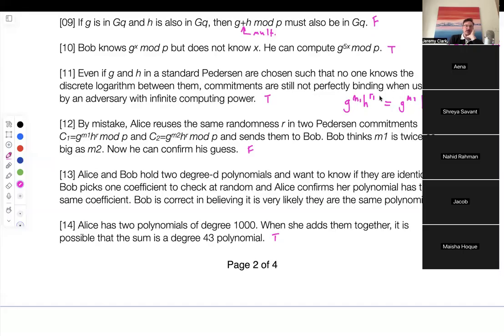So when we say it's unconditionally hiding, what we're actually saying is that it's not binding. In order to be perfectly hiding, you can open a commitment up to every single message. The reason this works in real life is that we don't assume anyone's walking around with infinite computing power. Normally you would have to solve the discrete logarithm between G and H in order to break binding. But if you have infinite computing power, you can compute the discrete log between G and H directly, and then you can open it up to multiple messages.